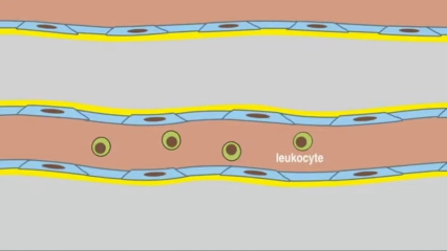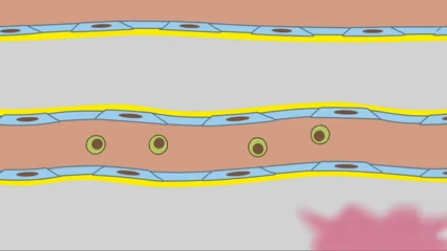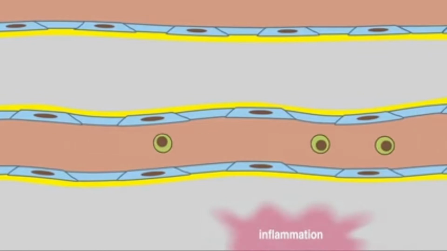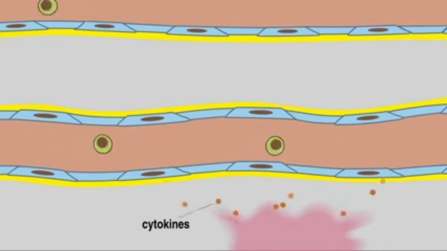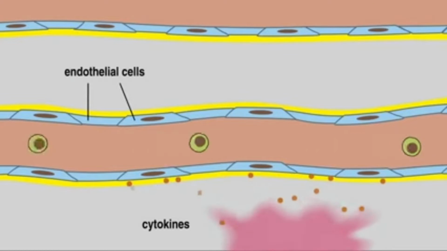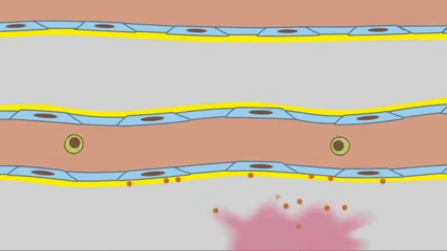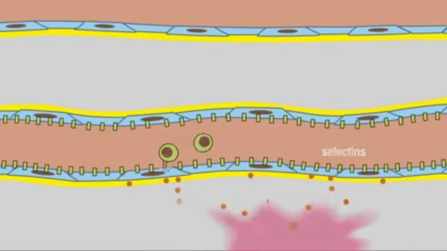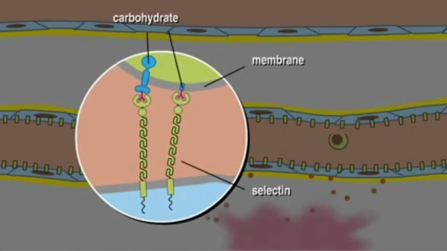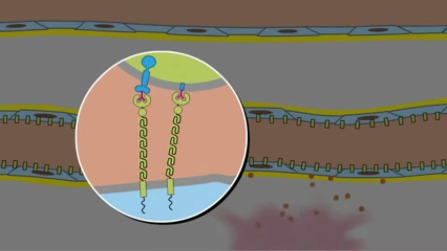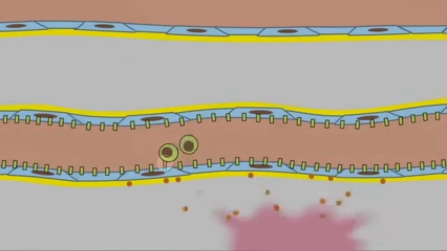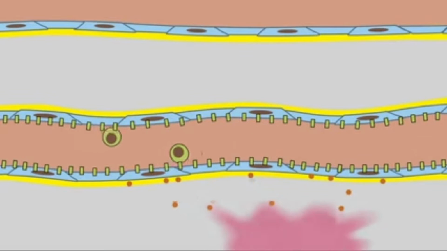Leukocytes are white blood cells that help fight infection. At sites of injury, infection, or inflammation, cytokines are released and stimulate endothelial cells that line adjacent blood vessels. The endothelial cells then express surface proteins called selectins. Selectins bind to carbohydrates displayed on the membrane of the leukocytes, causing them to stick to the walls of the blood vessels. This binding interaction is of sufficiently low affinity that the leukocytes can literally roll along the vessel walls in search for points to exit the vessel.